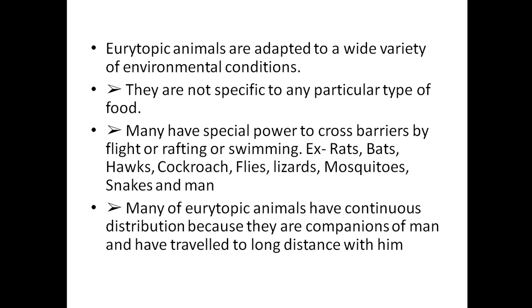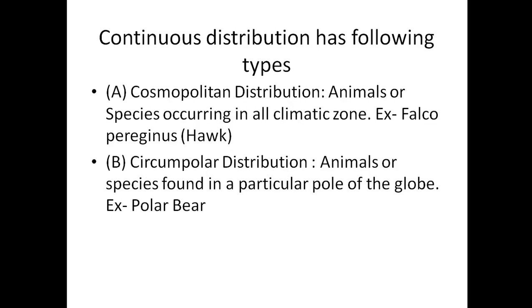So eurytopic animals are adapted to a wide variety of environmental conditions. They have no specificity for food. Many have the special power to cross the barriers, and many eurytopic animals like mice and cockroaches have continuous distribution because they are the companion of man. Along with man, they must have traveled long distances, so that they have also become eurytopic, that is, wide distribution pattern.